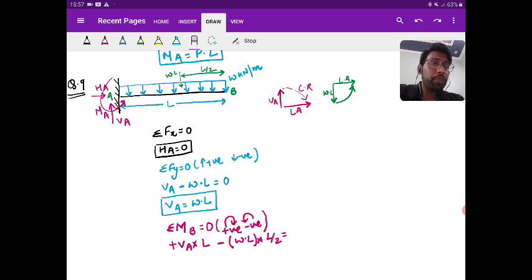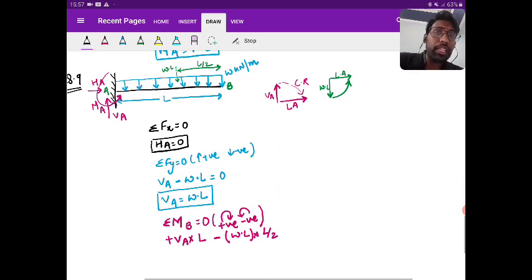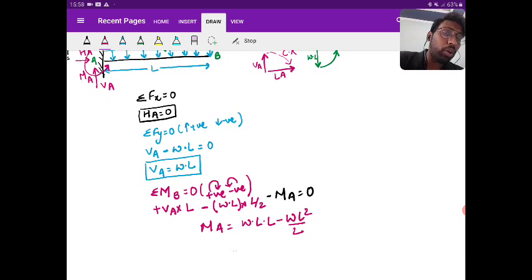I have missed a moment. The moment MA is there, in the anti-clockwise direction, which I haven't considered. So I need to include minus MA, and this is equal to 0. From here, MA is equal to VA into L, which is WL, minus WL square by 2. So WL square minus WL square by 2 is nothing but WL square by 2. MA is WL square by 2.